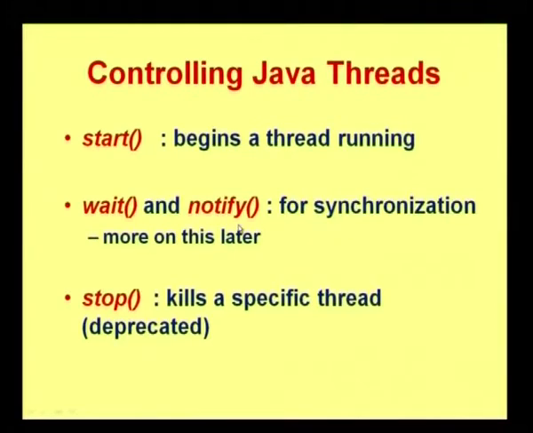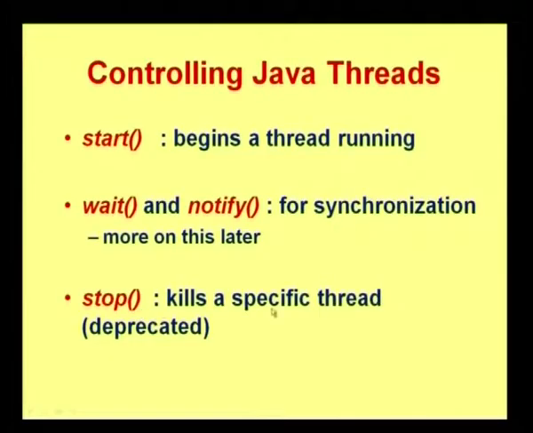Next you have wait and notify. This is mainly used for the synchronization process. Whenever we do multi-threading, we will see the importance of the wait and notify methods, and even what notify all is, and so on. These are used to synchronize multiple threads accessing the same resource. Next is the stop method. This kills the specific thread. Normally your stop method will abruptly stop the thread, and this is now deprecated in the latest versions of your JDK.